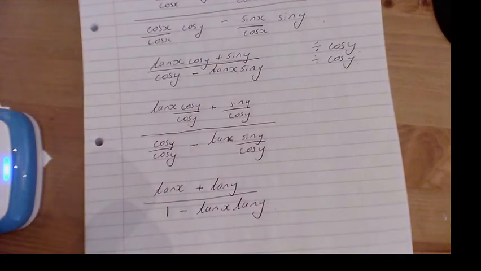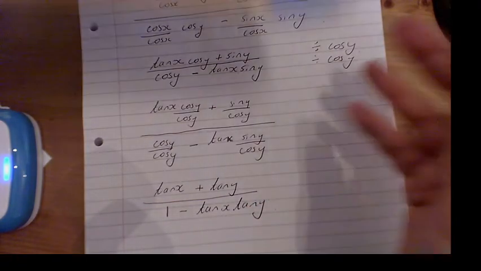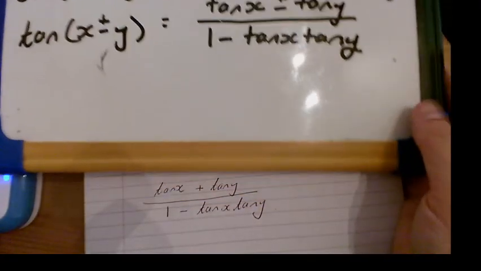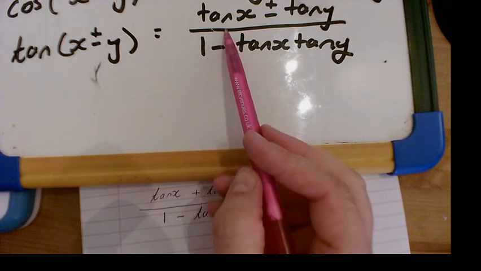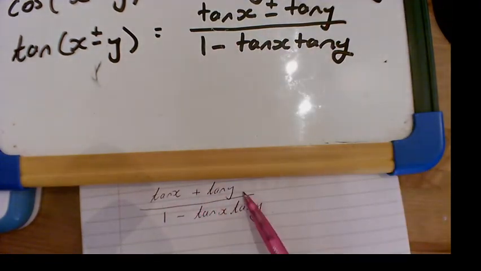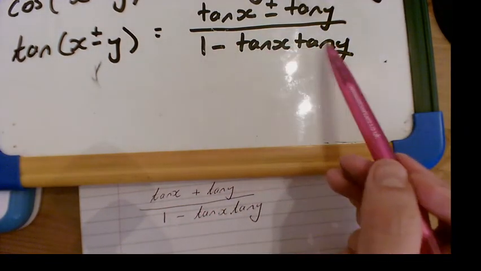And there's the proof. Let's have a quick look. Is that what we wanted? Can you see both of them? There we go. Tan x plus tan y over 1 minus tan x tan y.